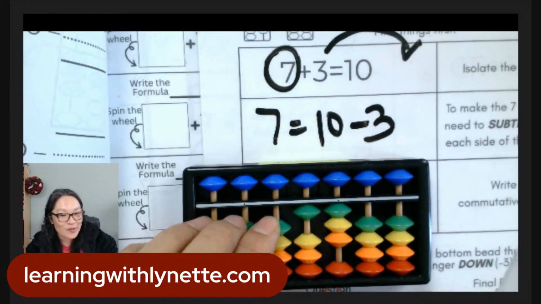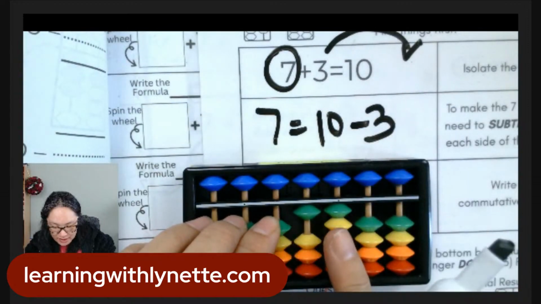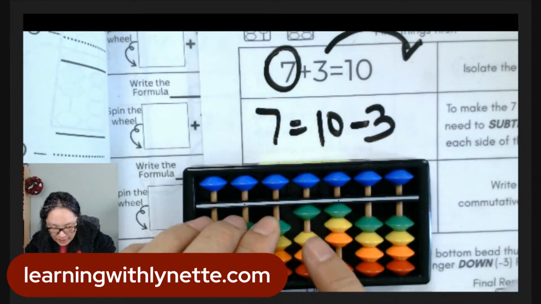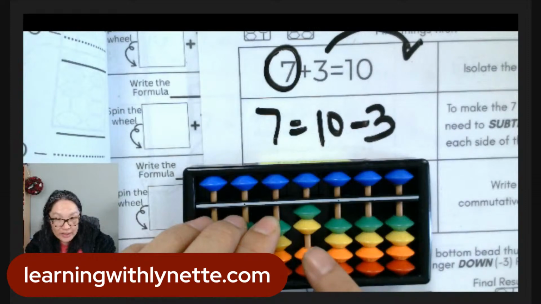So we're going to plus the 10. 1, 0. That's a 10. I'm going to add the 1, and I'm going to take away the 3. So my final answer is 20.